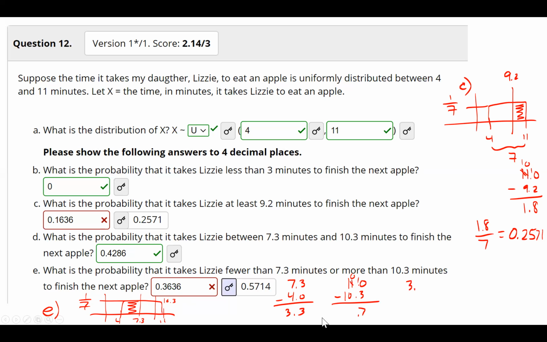So 3.3 here divided by 7 plus, that's the left side. And then the right side would be the 0.7 divided by 7. Add those up in the calculator here and you should be A-okay. And it gives you exactly what I wanted to give you, which is 0.5714. All right. I think we're good there. Again, slow me down if you need to. Watch me again if you need to here. I'm going to go kind of quickly here to finish up.